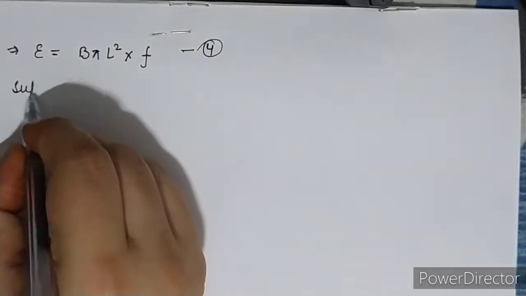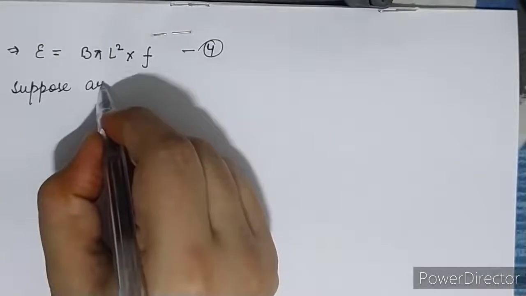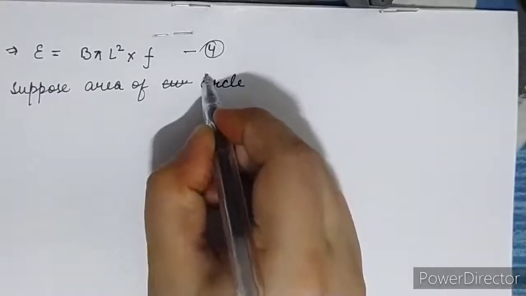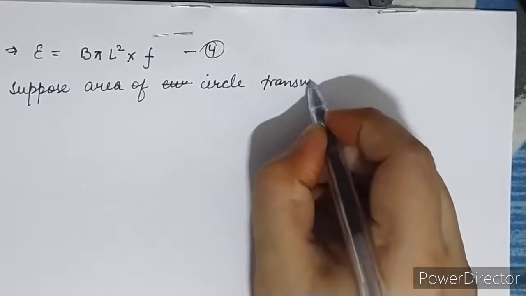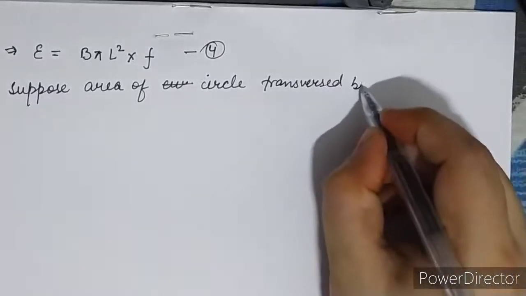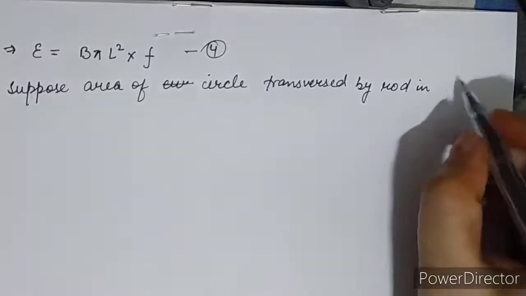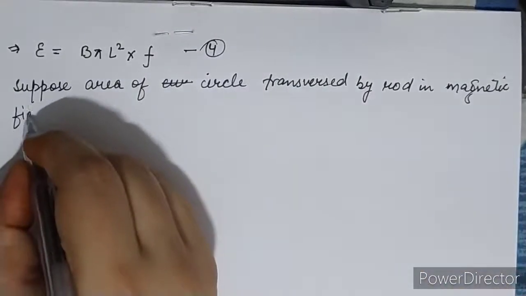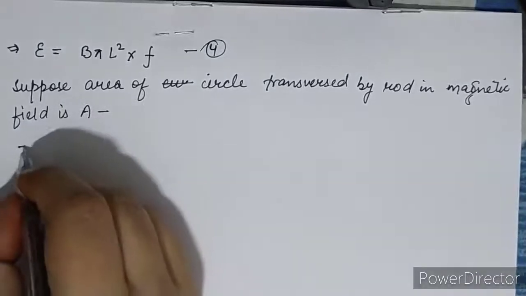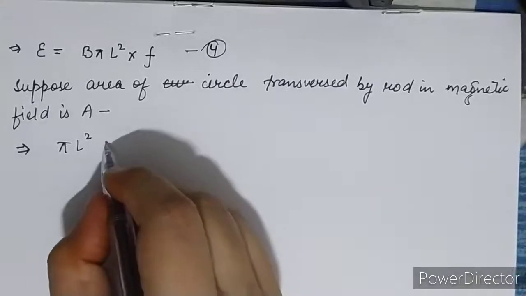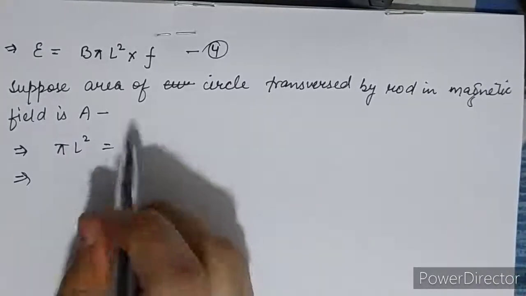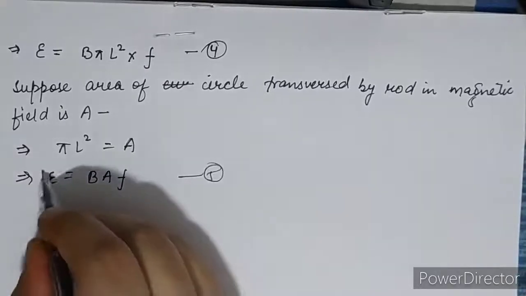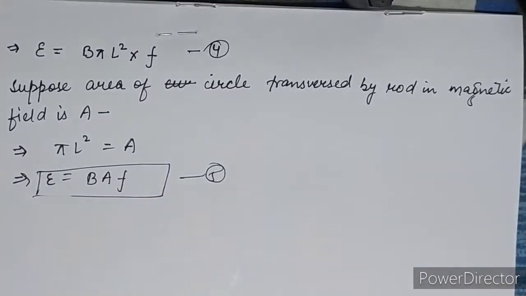So suppose the area of the circle traversed by the rod in the magnetic field is A. Then pi r square, so here pi L square is equal to A. So put this value in equation number 4, then we get E is equal to BAF.